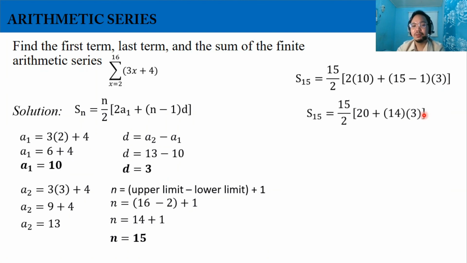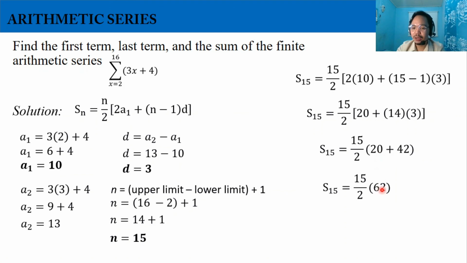Then simplify. Let's keep 15 over 2. Then 2 times 10 is 20. 15 minus 1 is 14. Then let's simplify 14 times 3. We have 42. Then 42 plus 20, that is 62. Then we can cancel, since they're both divisible by 2, so we can divide 62 by 2. So 62 becomes 31. So we have 15 times 31, and the sum of the 15 terms is 465.